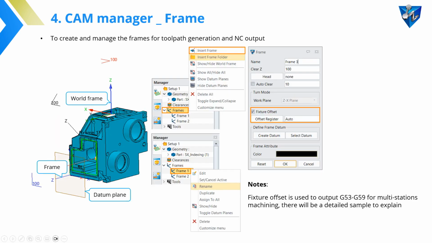In the following it is frame nodes. By default, there is only world frame, but in most cases, we need to create local frame for toolpath creation and output. We can double-click or right-click it to insert new frame, and we can also control the visibility of the frames and datums from right-click menu. When we create a new frame, we can use the option Fixture Offset to specify the machine frame for the multi-station machining. Let's explain it on the next page.